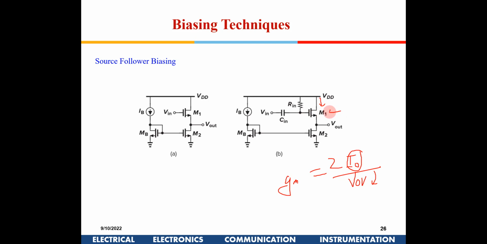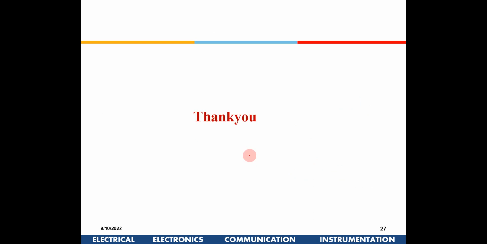No, I think the W by L has to be very large out here to get a higher gm. Okay, we'll discuss this in the next class. Okay, let me analyze. Okay, what is the issue out here? Okay, so this is a source for our biasing.